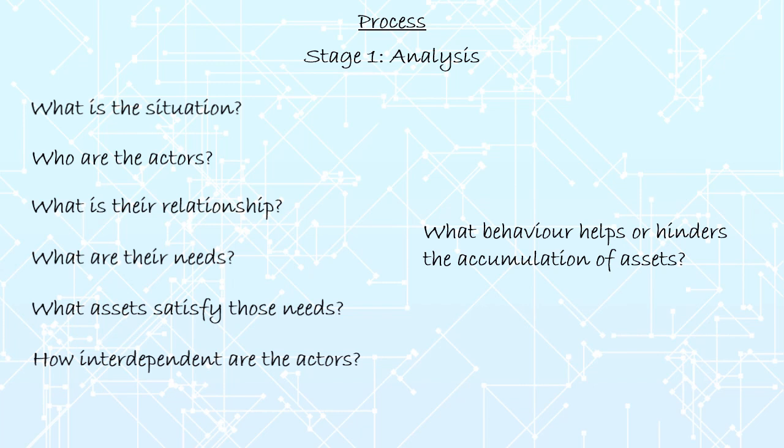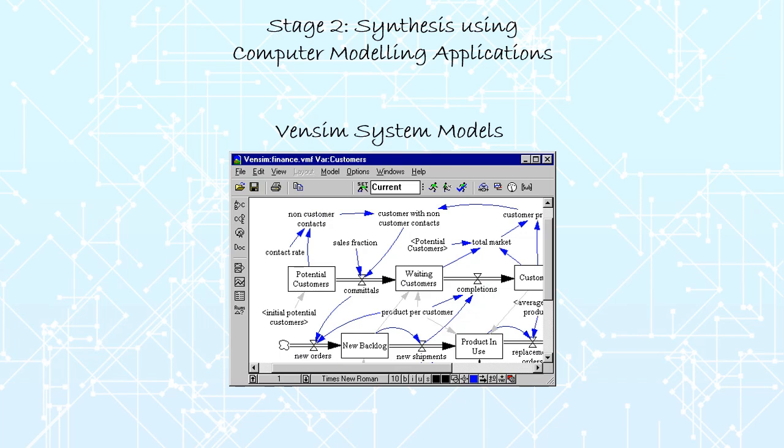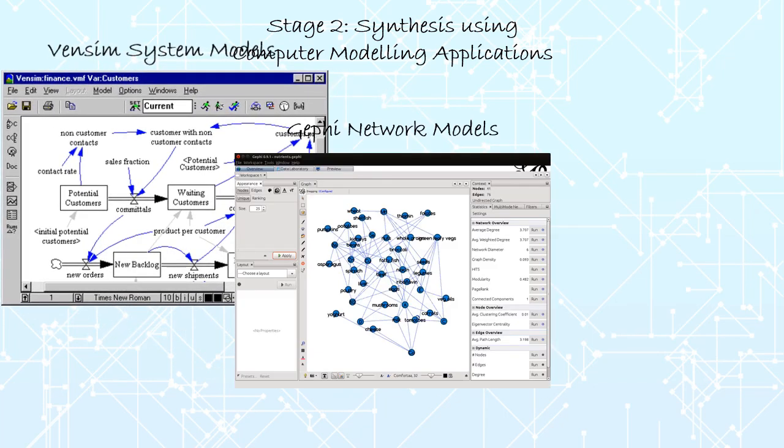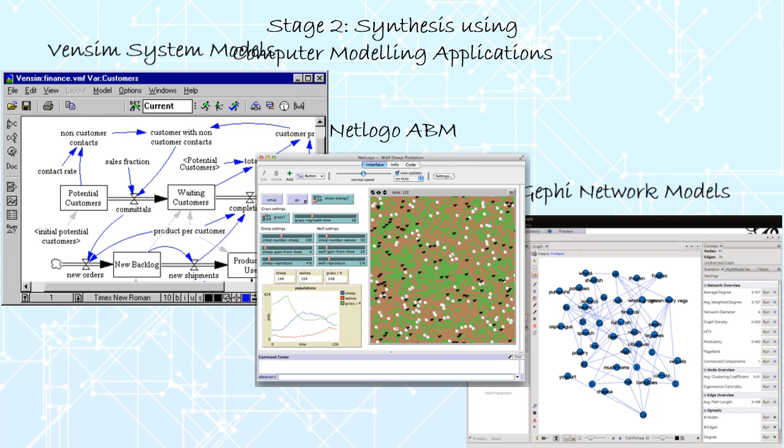Once we've analysed the parts, we can synthesise the whole using computer modelling to show how the parts interact. System models simulate the dynamics of social capital, how social capital varies over time as the actors adapt their behaviour. Network models allow us to measure social capital at the individual and group level. Agent-based models combine the dynamics of system models and the metrics of network models to give us a complete picture.